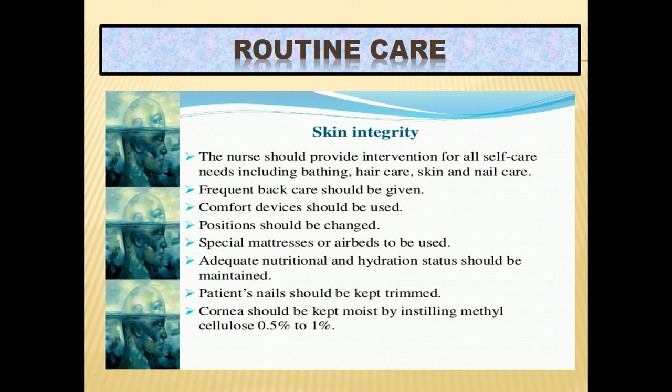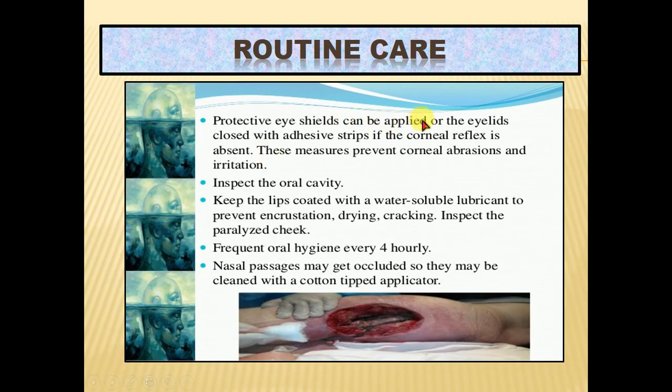Okay, and we can check for corneal reflex. And how do we do it? We take a wisp of cotton and touch the side of the cornea. If the patient is blinking, then this indicates that the corneal reflex is there. So this is how we check it. Now protective eye shields can be applied, or eyelids can be closed with adhesive tapes if the corneal reflex is absent. If the corneal reflex is present, it is well and good, but if it is not there, then we need to protect with eye shields, and this will prevent corneal abrasion and irritation. We should remember that if the cornea is affected, this can even lead to blindness later on. So this is a major nursing care we need to focus on.